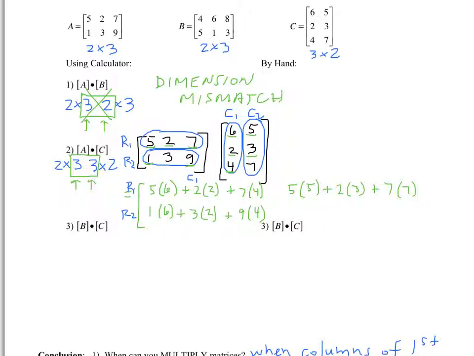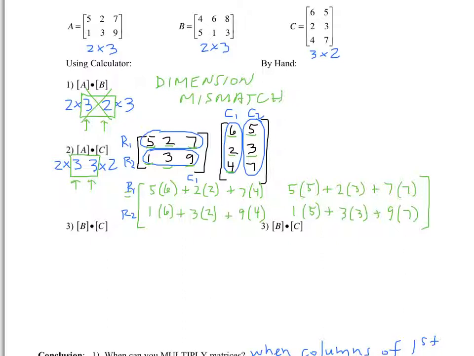All right, now we have to do the same thing for row 2, column 2. So 1 times 5, those are the first elements, plus the product of the second elements, 3 times 3, and plus the product of the third elements, 9 times 7. And now we just clean these up.